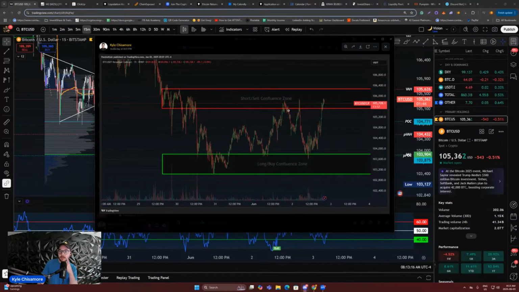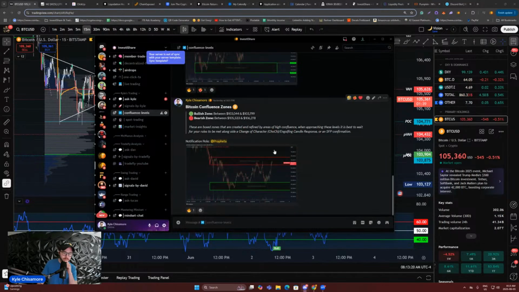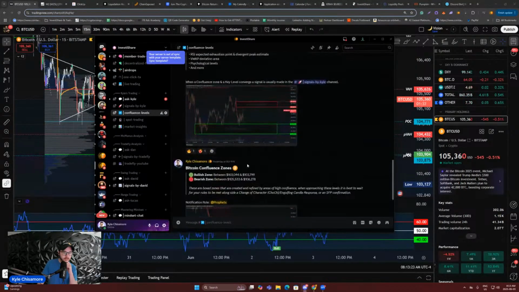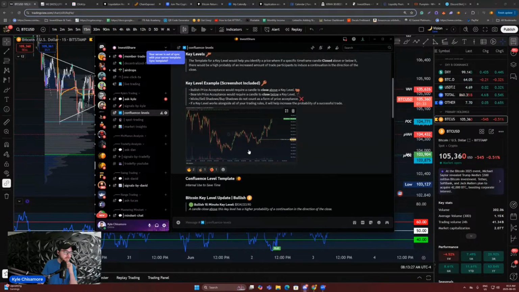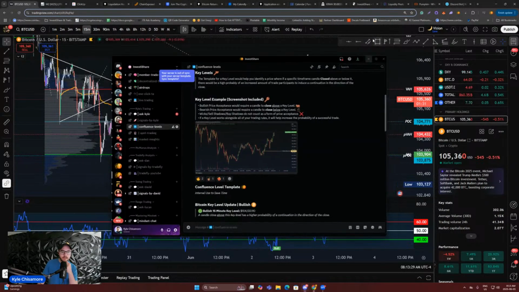And if all the confluence is aligned, then you can use that to help you with your trade setups. All right, and the key levels, similar. You guys know about the key levels, basically how I trade them.